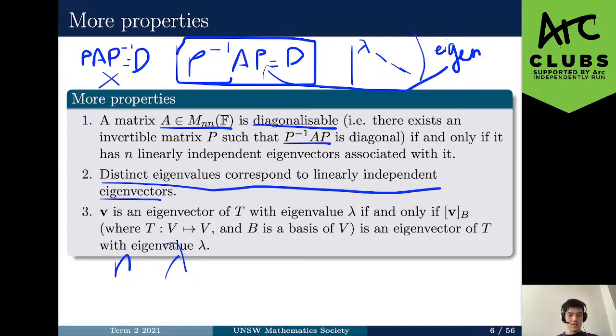Number 3 over here is just saying that eigenvectors and eigenvalues don't depend on the basis. I can change the basis and I should have the same eigenvalues. The eigenvectors are the same, they're just represented differently because we're in a different basis. But that's about it.